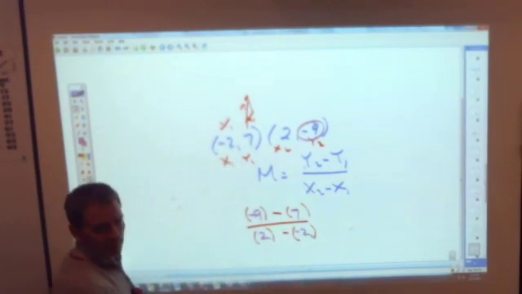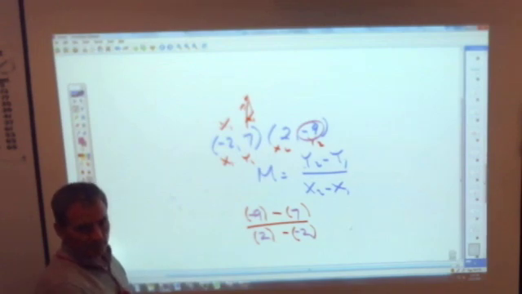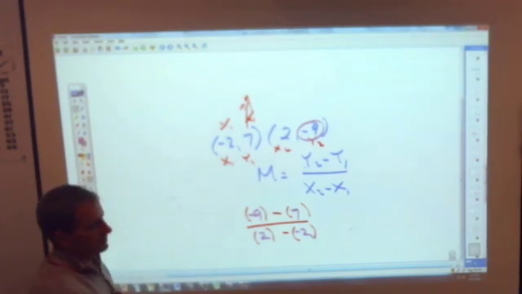Wait, I don't have to do what? We don't have to draw the graph. No, heavens no, that's why you're doing this. I just wanted to show you that it worked. Can you draw the graph? Sure. Feel free, but you have to do the formula.